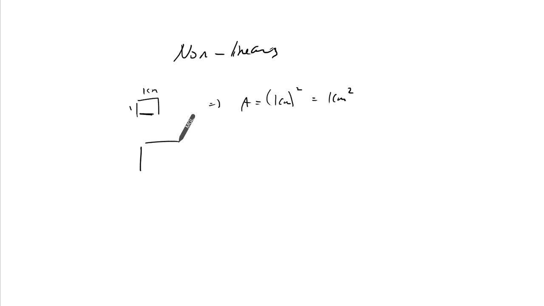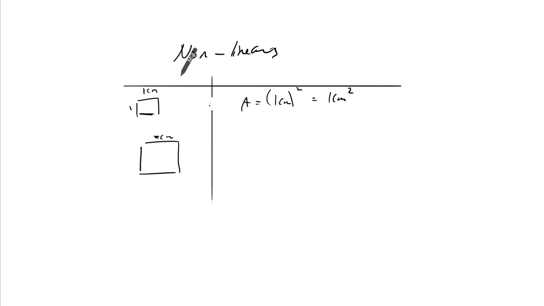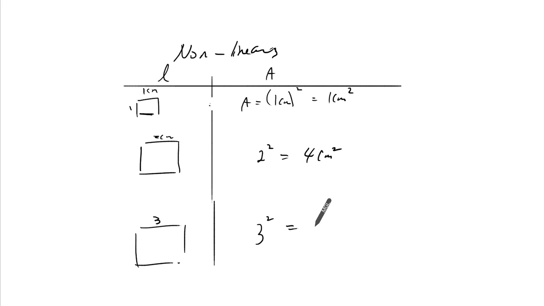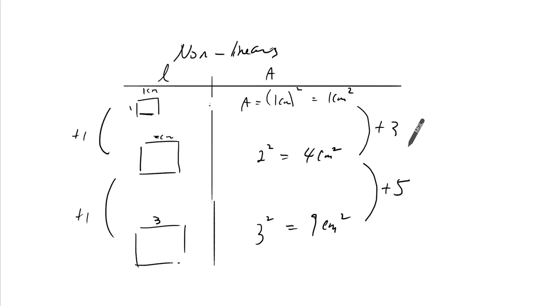If it's 2 centimeters, then, let's say here this is the side length and this is the area, it becomes 2 squared, so 4 centimeters squared. And if the edge length is 3, it's 3 squared, so it becomes 9 centimeters squared. Now the side is increasing by 1, but the area is increasing by 3, and then by 5. Not the same.